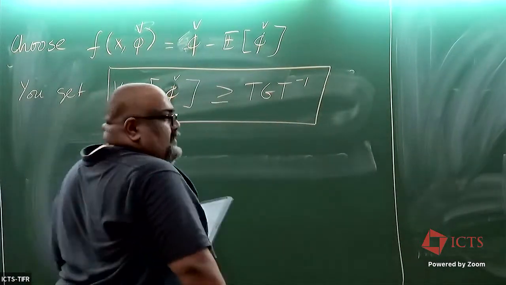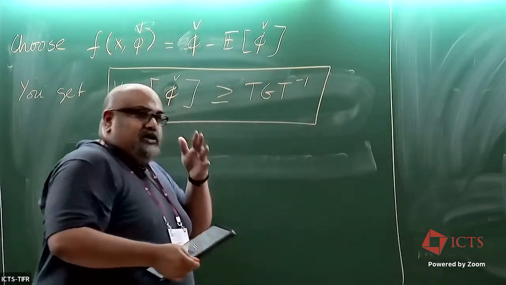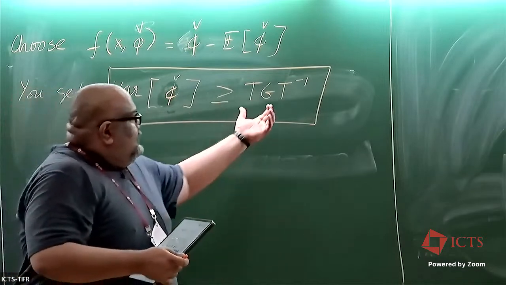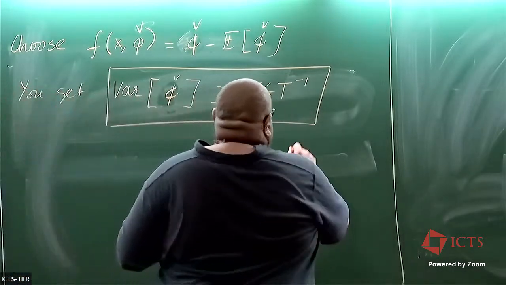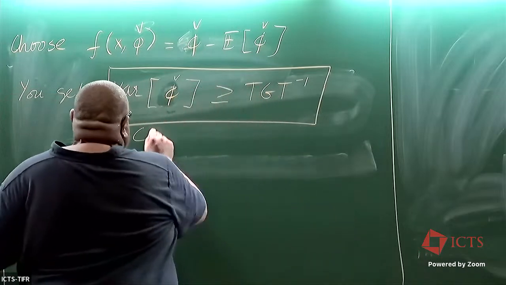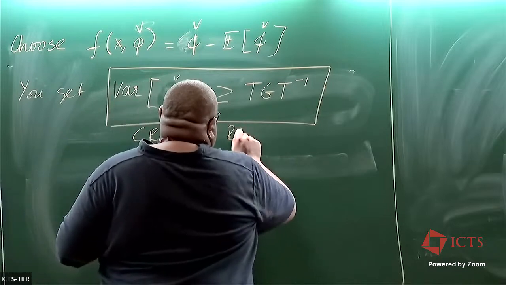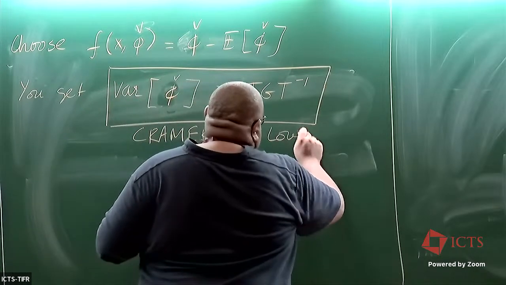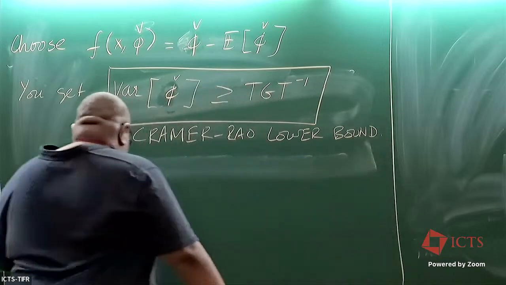Right? If I just close my eyes for a second and pretend that this is a vector quantity, so I'm measuring several things at once, then these are all matrices. And this is actually the famous Cramer-Rao lower bound.